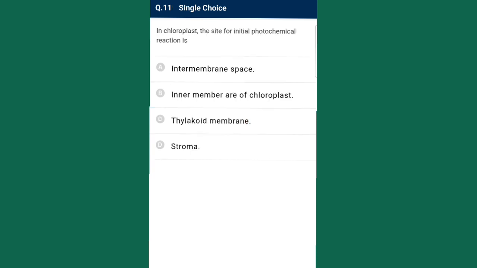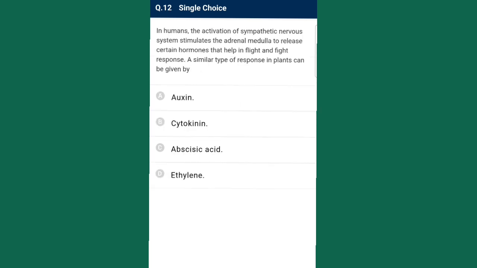Question number 11. In chloroplast, the site for initial photochemical reaction is. The light reaction takes place in the thylakoid disc where water is oxidized and the oxygen is released. The electron freed up from the water is transferred to ATP and NADPH. The dark reaction takes place in the stroma. So the answer for this question is option C, thylakoid membrane. Question number 12.